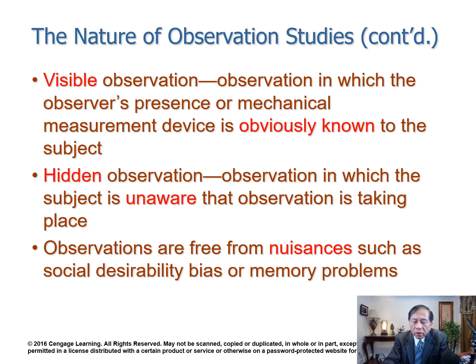Observations are free from nuances such as social desirability bias or memory problems. Why? Because if people don't know they're being observed, they will not display themselves as belonging to a desired social class, for example, because of social desirability bias. Or memory problems, because you have a record there to show what happened. You don't have to rely on your memory to recall what happened.